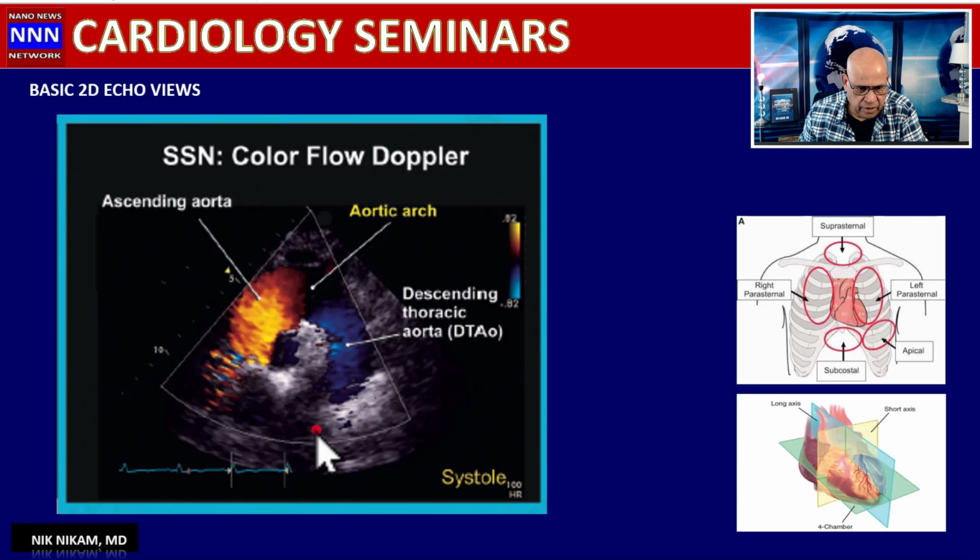blood. And this is the suprasternal notch, and here they are using the color Doppler to look for the direction of the blood flow. Here, in case we have a patient with a patent ductus arteriosus, we can see the blood coming into the aorta and then filling up the patent ductus arteriosus and the pulmonary circuit.